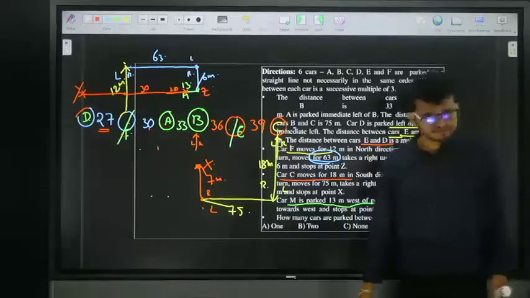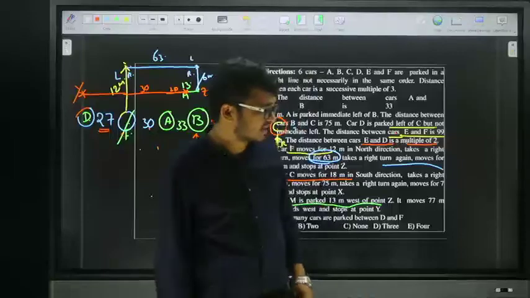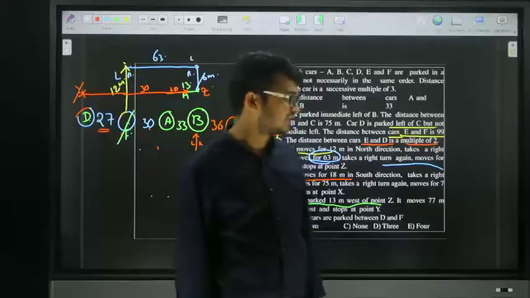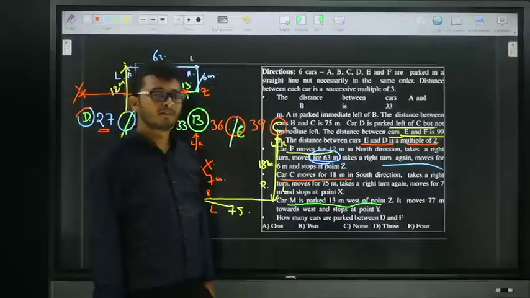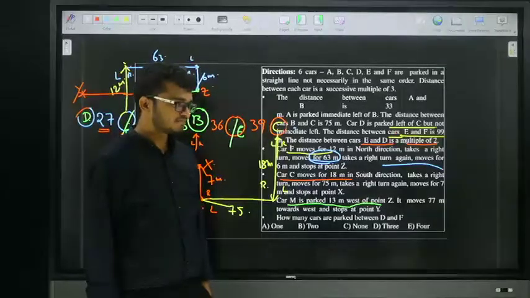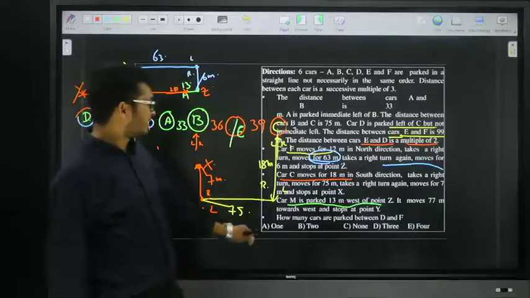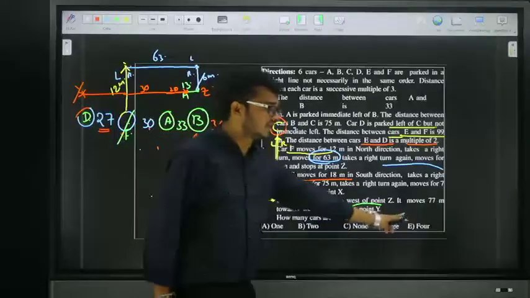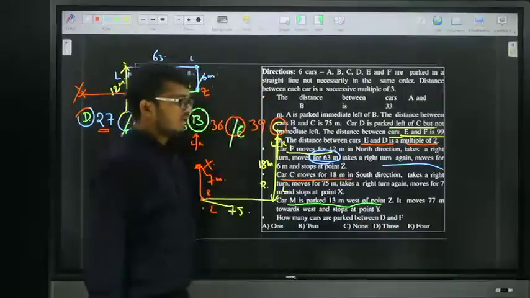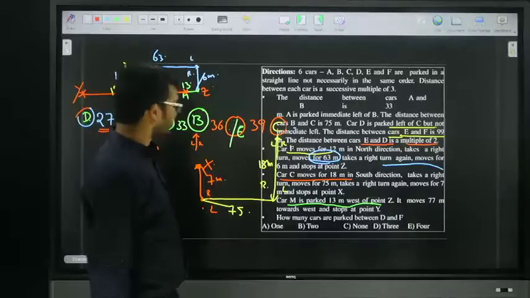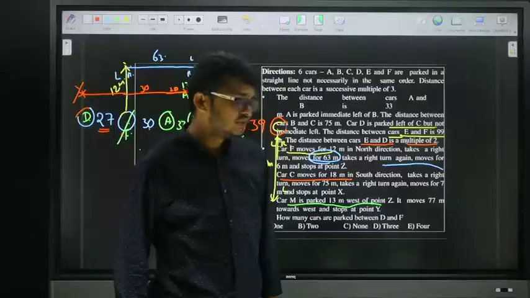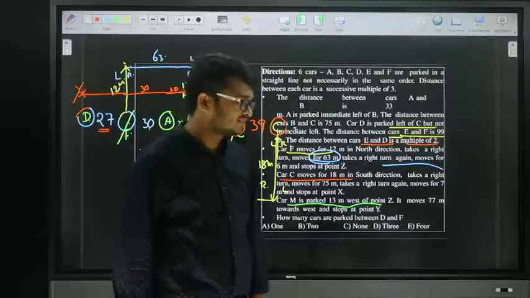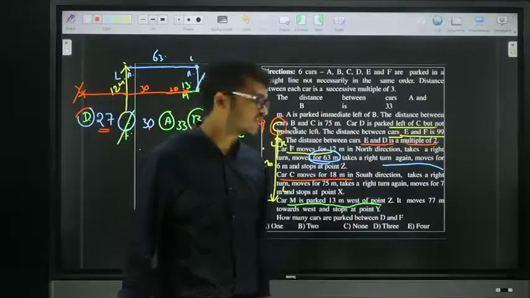Yes, the answer is none. Yes, Balu, your answer is correct. Next, Angela, your answer is also correct. Next, friends, what about the remaining? Friends, the given question is how many cars are parked between car D and F? One car? One second, check your answer. Dineshwaran, your answer is also correct. Yes, zero, that means none. No car is parked between D and F.